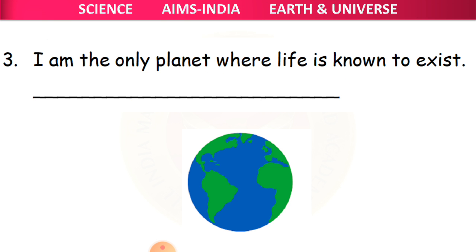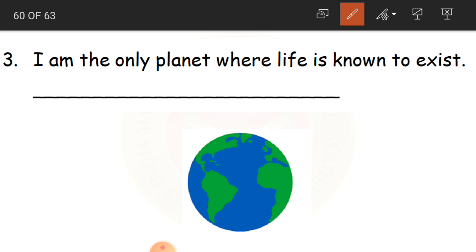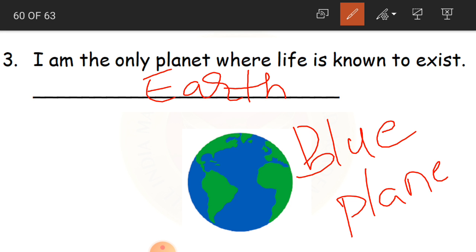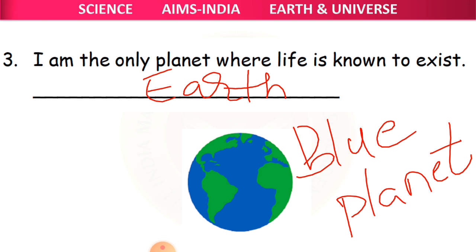Now, I am the only planet where life is known to exist. Nothing but Earth. Children, you know that Earth is also called the blue planet. Why? Because three-fourths of our Earth is covered with water. Water is of what color normally? Yes, blue. Normally we give the blue color to water. So that is why Earth is also called the blue planet.